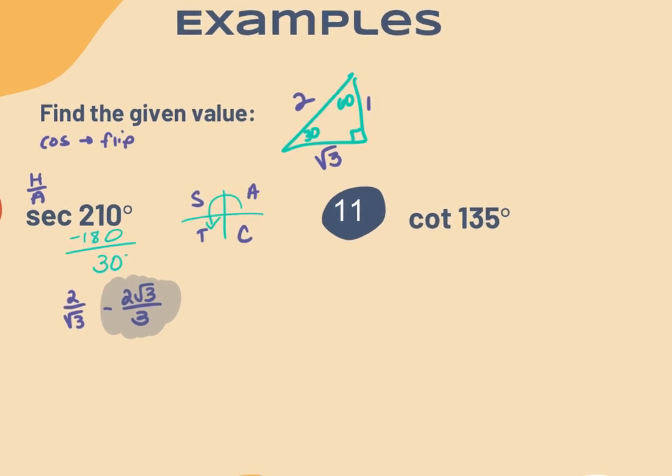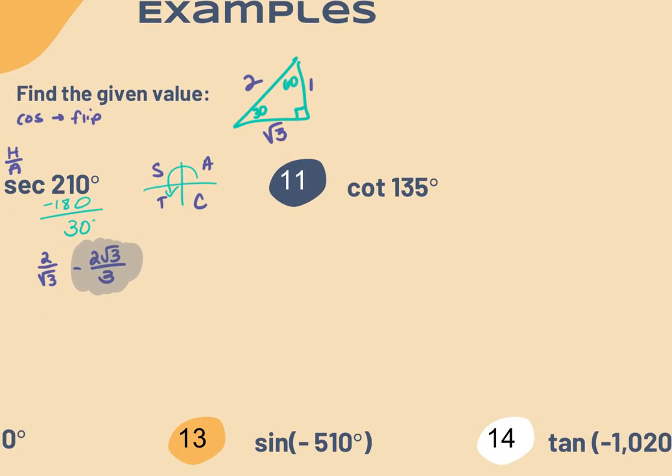Questions on that one? All right, cotangent of 135. Where's 135? Second quadrant. Rule in the second quadrant on reference angle? 180 minus 135, which is 45. Hint: if it ends in a 5, it's going to be 45.